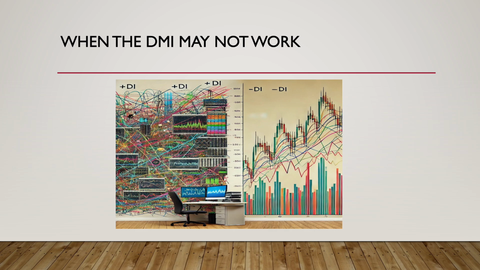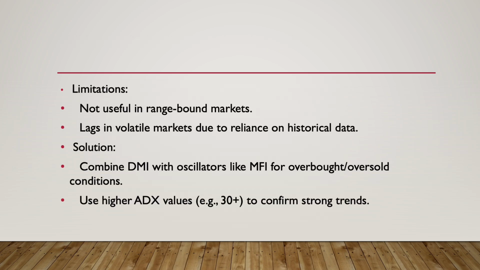When the DMI may not work. Limitations: it's not useful in range-bound markets, and it lags in volatile markets due to reliance on historical data. Solution: combine the DMI with oscillators like the MFI for overbought or oversold conditions. Use higher ADX values, for example above 30, to confirm strong trends. No indicator is perfect. The key is learning when to use it and how to apply it.